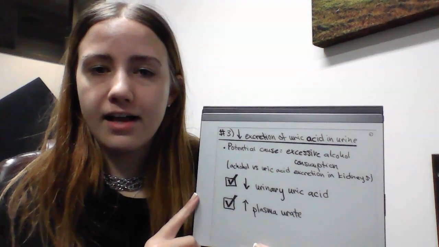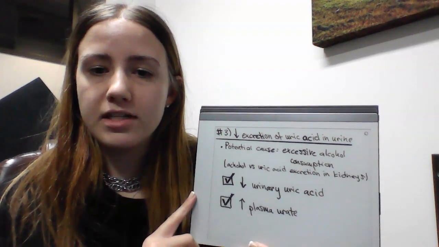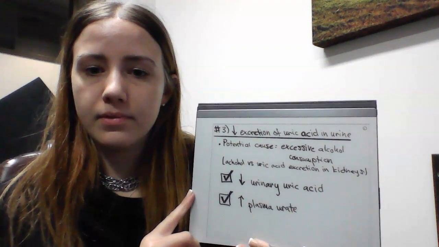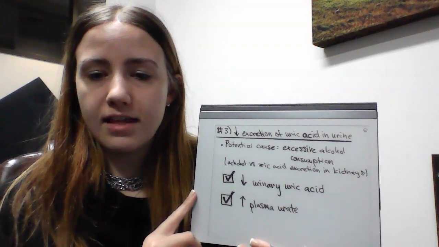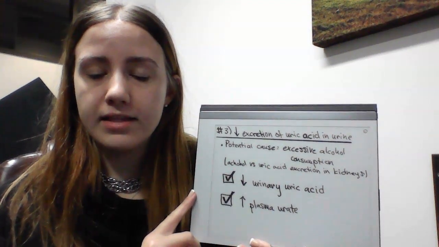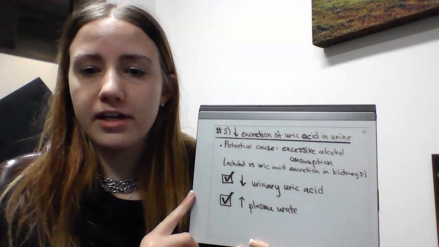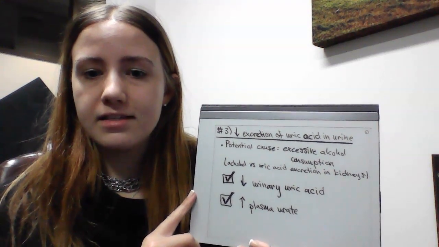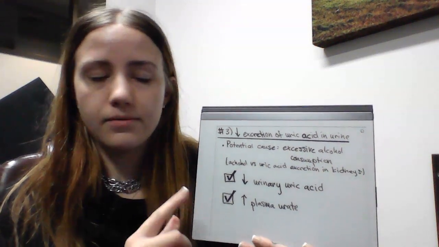Alcohol and uric acid compete for excretion through the kidneys, which would explain why there might be a decrease of uric acid in the urine. This would explain a decrease in urinary uric acid as less uric acid is expelled, and this would also explain the increase in plasma urate, as the accumulation of uric acid in the body due to decreased excretion causes the uric acid to dissolve into the blood and form urate ions.